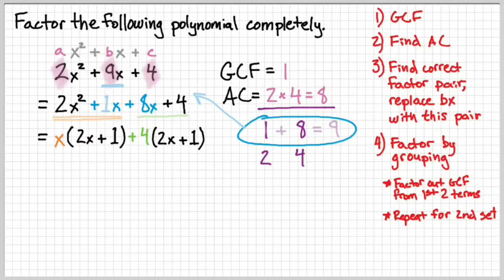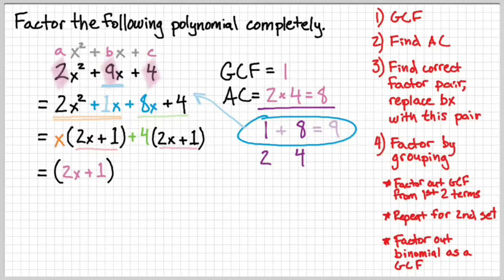Notice the plus 4. Often students will leave off the plus or minus sign in this step. We had 4 terms being added together, and now we have the sum of 2 terms, x times 2x plus 1 plus 4 times 2x plus 1. Now these two terms have something in common, the binomial 2x plus 1. This is simply another GCF, so we'll factor it out. When we factor out the common 2x plus 1, we'll be left with x plus 4.